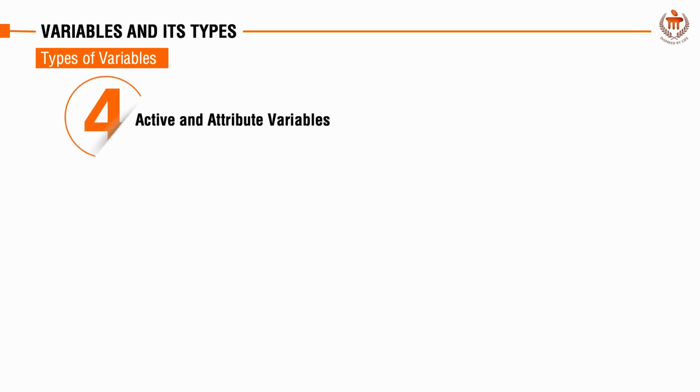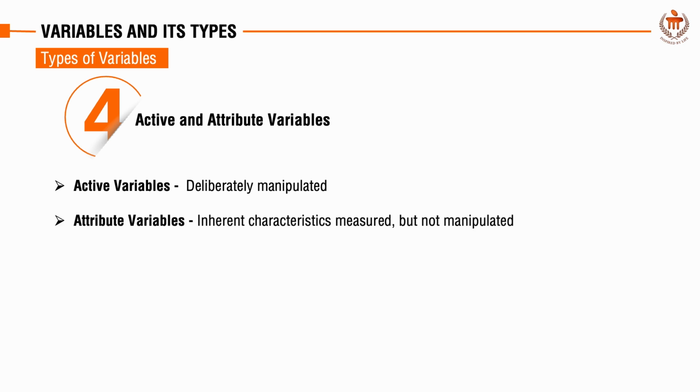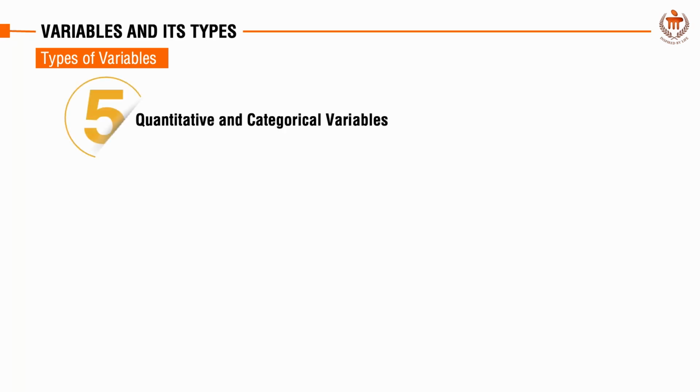The fourth type of variables are active and attribute variables. Active variables: these are deliberately manipulated by the researcher, such as offering rewards or creating stress through specific instructions. Attribute variables: these are inherent characteristics measured but not manipulated, such as creativity, educational background, or cultural beliefs. For instance, a study examining the effect of stress, an active variable, on creativity, an attribute variable, would measure creativity without altering it.